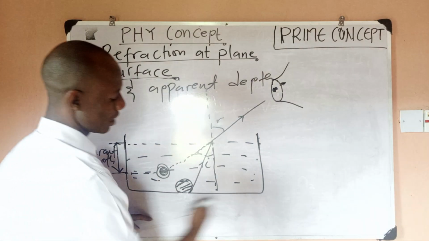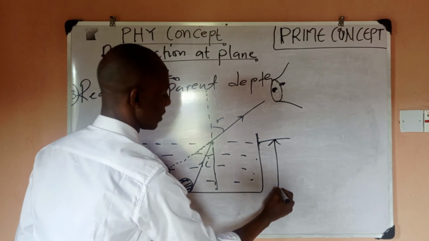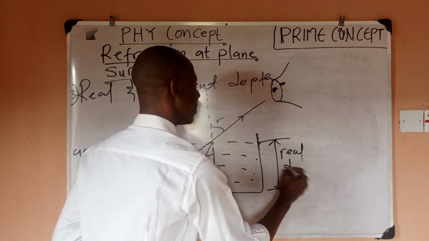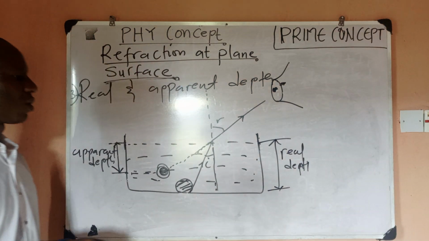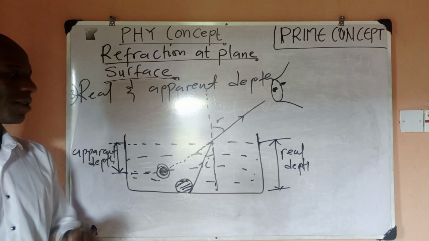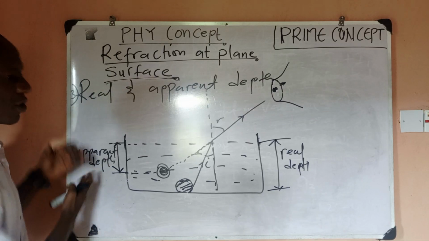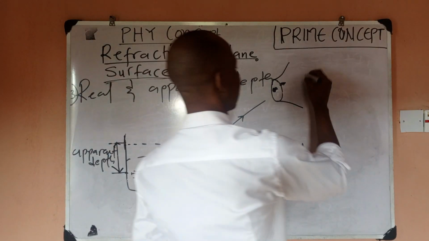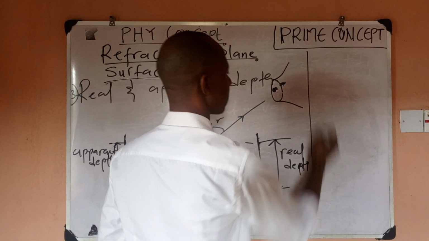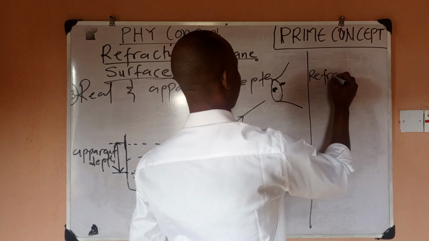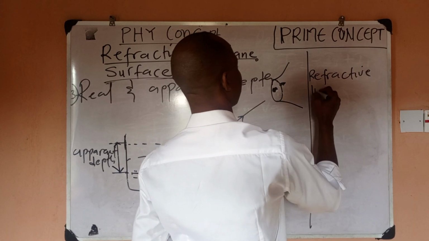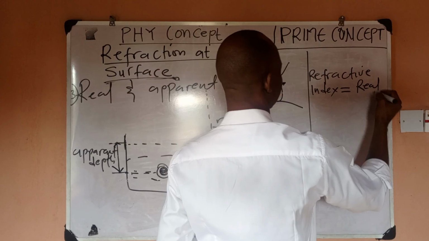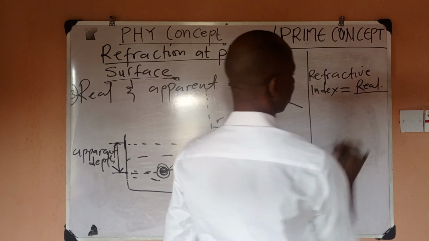While this is where the stone is at the bottom. So the height from the bottom to the top of that water is what we know as what now? Real depth. So that is what we know as the real depth. So we can also define refractive index in terms of this concept. And what is refractive index in terms of this concept? Refractive index is actually going to be real depth. I don't have space, please bear with me.